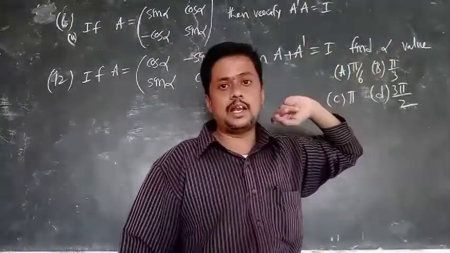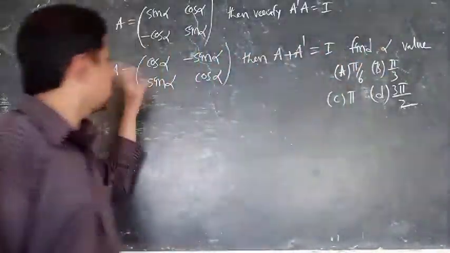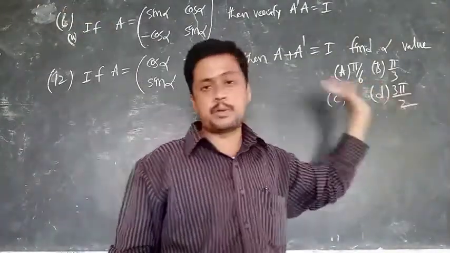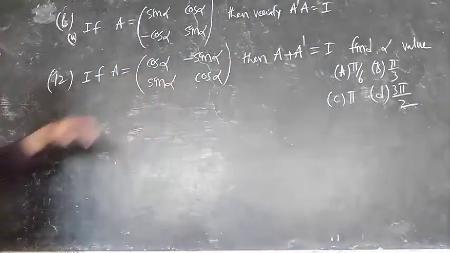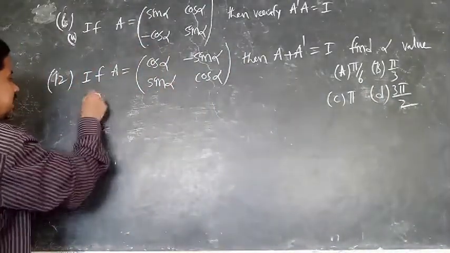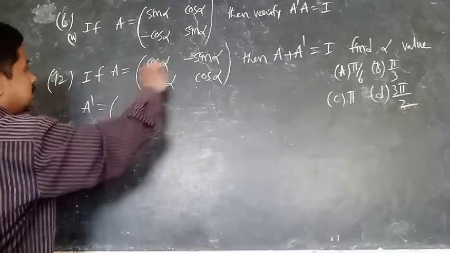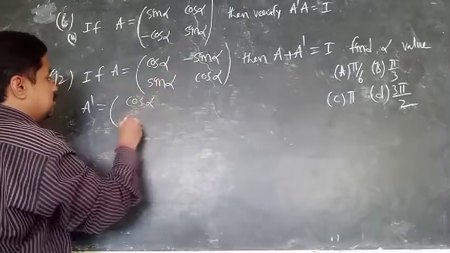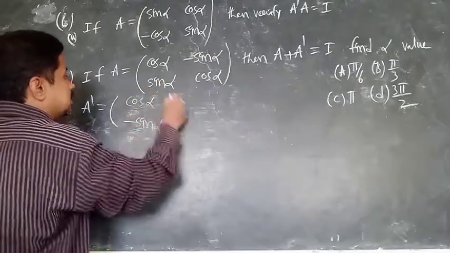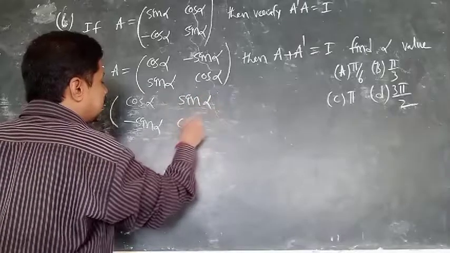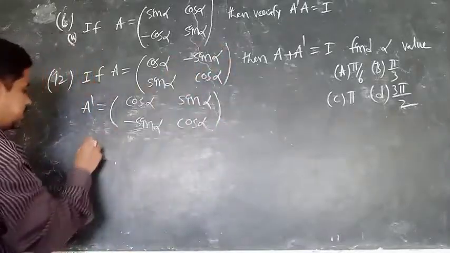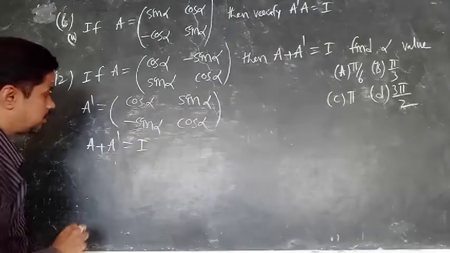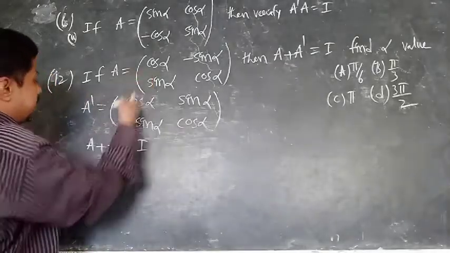We have to find alpha. Options are also given: pi by 6, pi by 3, 3 pi by 8. How to do this one? First calculate A dash. A dash is the transpose of this matrix; the first row will become the first column: cos alpha, minus sin alpha, sin alpha, cos alpha. And the condition is A plus A dash is equal to I. Here A is given, and here is A dash.